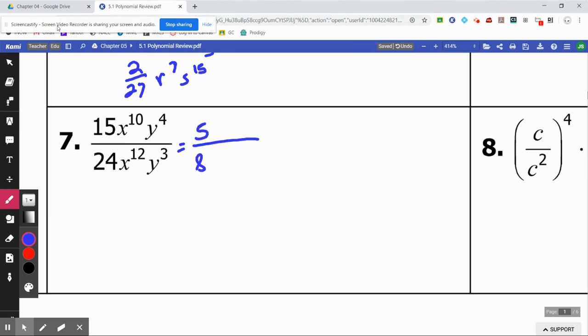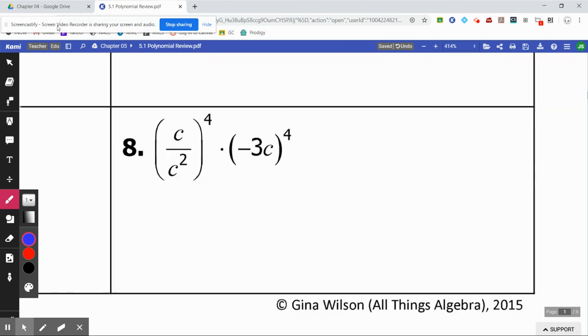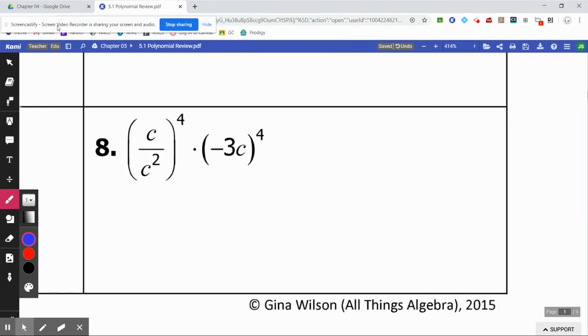Now let's count your x's. There's 10 on top, 12 on bottom. There's more on bottom. When you subtract, you're going to leave your answer on bottom. Y to the fourth over y to the third. There's more y's on top. So when you subtract, leave your answer on top. And you're done. Number 8.